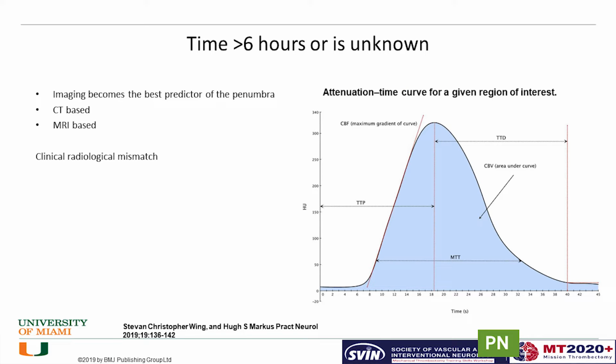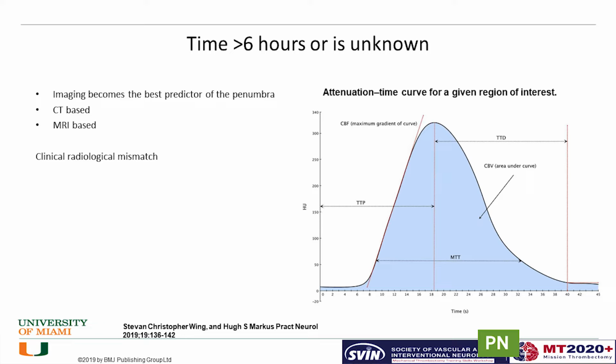When the patient is greater than 6 hours from last time seen well, or we don't know when they were last time seen well, then imaging becomes our guide. And so the imaging becomes the best predictor of what is the penumbra. We use CT perfusion to help us decide. Now this can be CT-based or MR-based perfusion. And what you're looking for is a small core and a large penumbra.